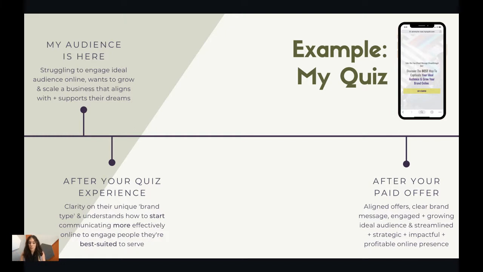So after people experience my consulting process, they have aligned offers that align with their strengths, their story, and how they want to be showing up in their business each day, as well as the income they want to be making. They have a clear brand message. They have an engaged and growing ideal audience, and they have a streamlined, strategic, impactful, and profitable online presence. Now, that's a minimum 12-week process that it takes for us to work through all that. So it's an involved experience.